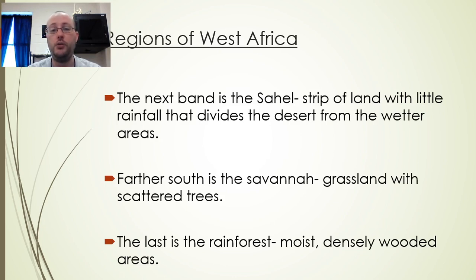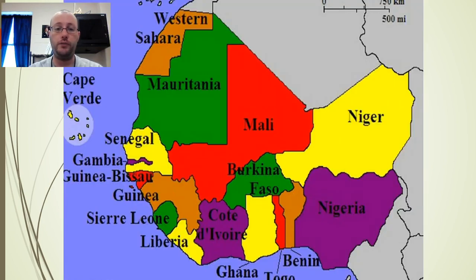Now, if you're familiar with the Lion King movies, the Lion King is based in the African savannah. So you kind of get an idea about the way that looks, especially if you watch the live action Lion King, you see real footage of that kind of area. The last is the rainforest, which is moist, densely wooded areas. We talked about the rainforest last year in geography. And so this is what Western Africa is made up of. That's what we're talking about right now.